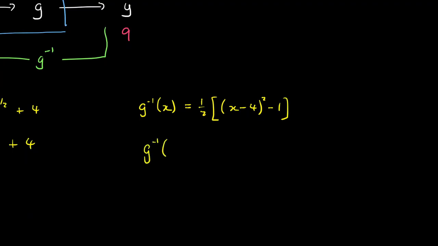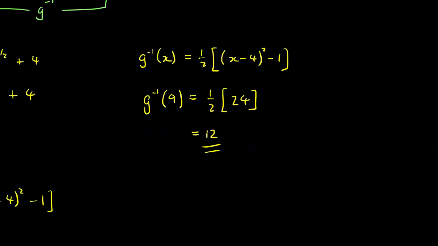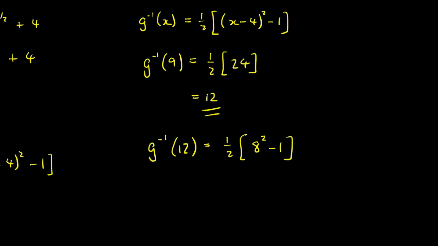So I'm going to find g inverse of 9. That's equal to a half of 9 minus 4, which is 5, squared is 25, and then 25 minus 1 is 24. And so half of that is equal to 12. Then I want to put 12 into the inverse function again. So g inverse of 12 is a half of 12 minus 4, which is 8 squared, minus 1. 8 squared is 64, minus 1 is 63, a half is 63 upon 2.